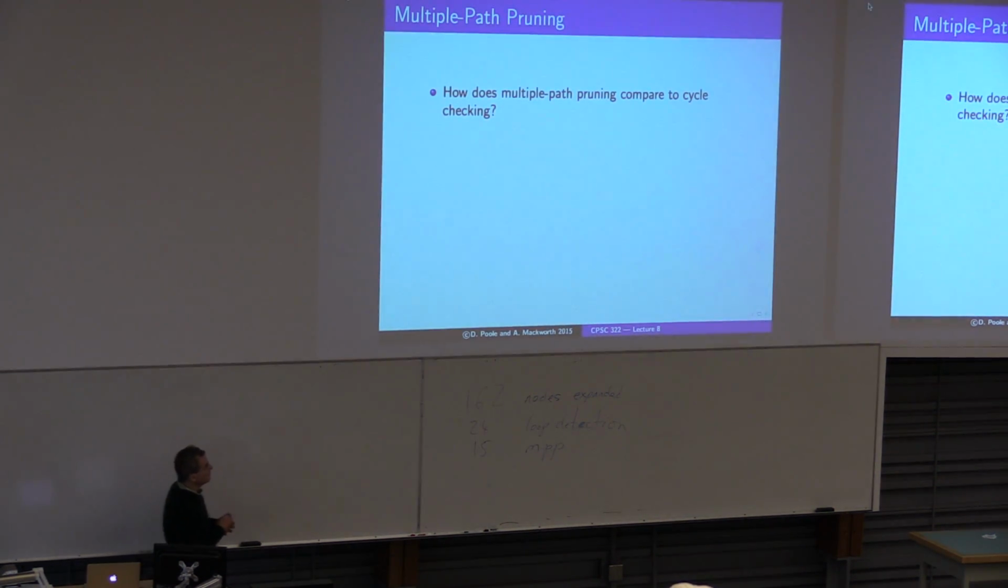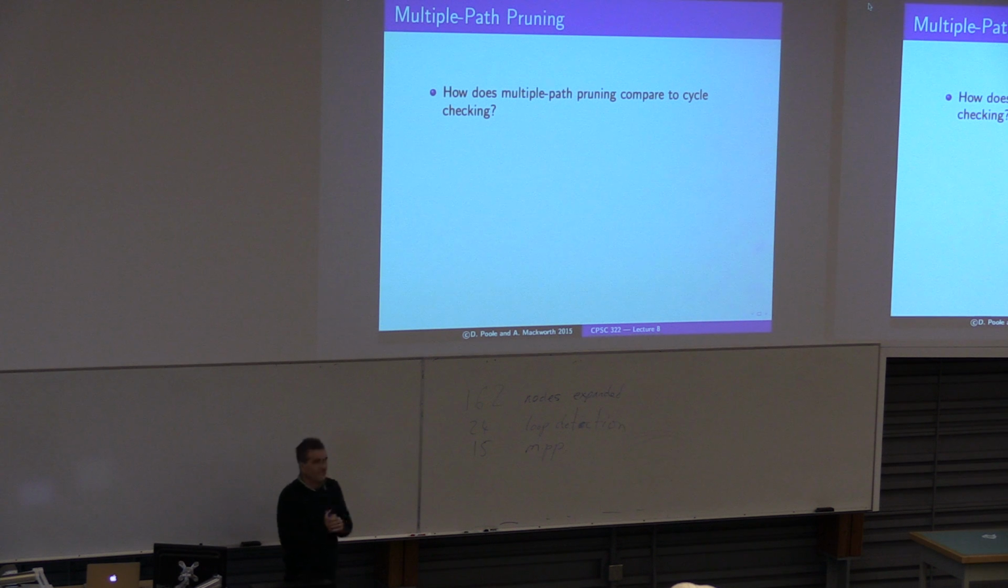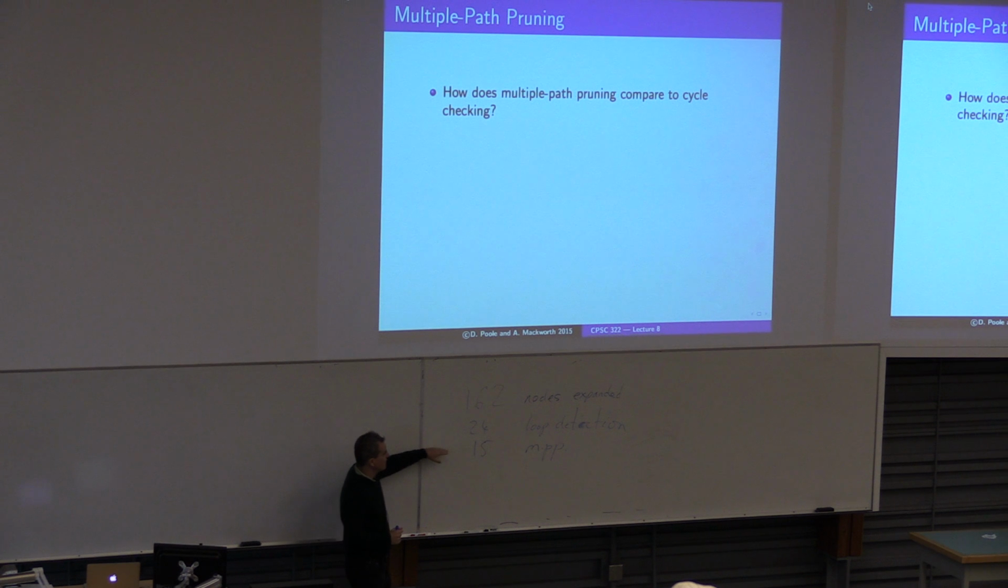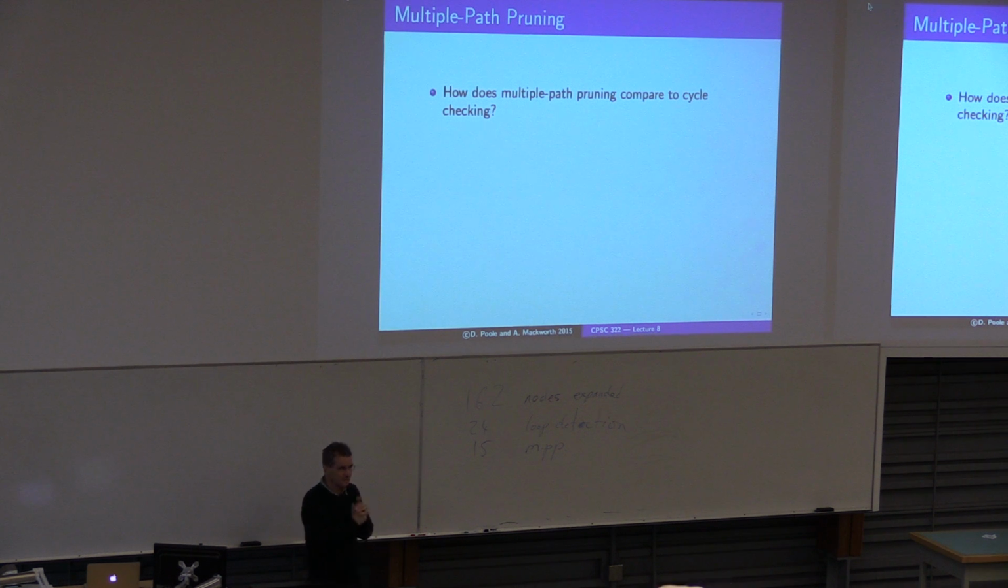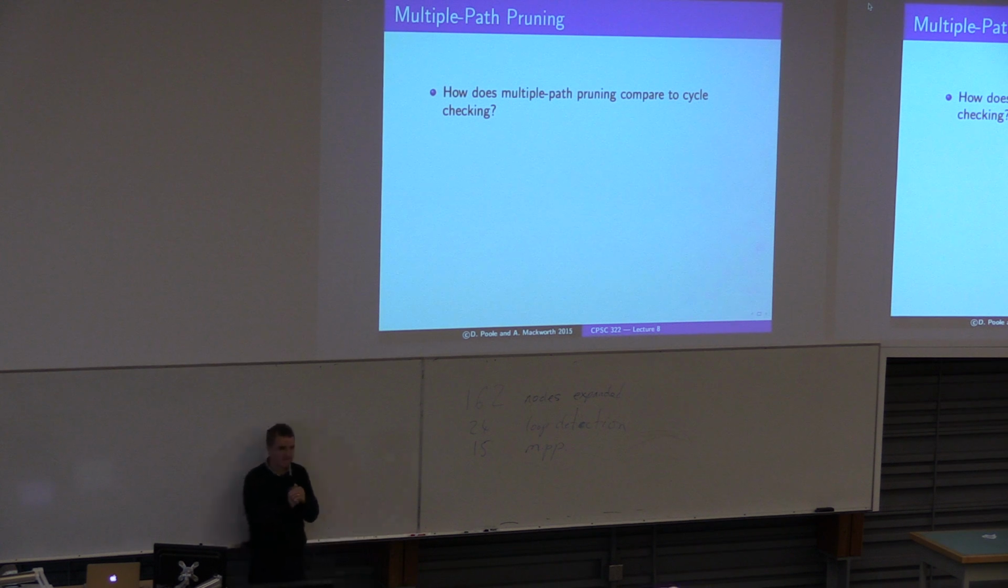Right, so how does multiple path pruning compare to cycle checking? Well, we know it's sometimes better. Is it ever worse? Can it ever be worse? Think about it. Can it ever be worse?